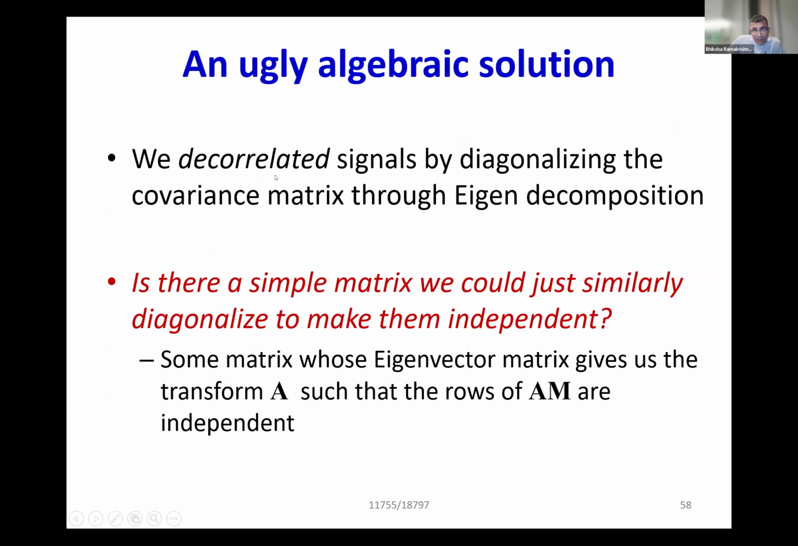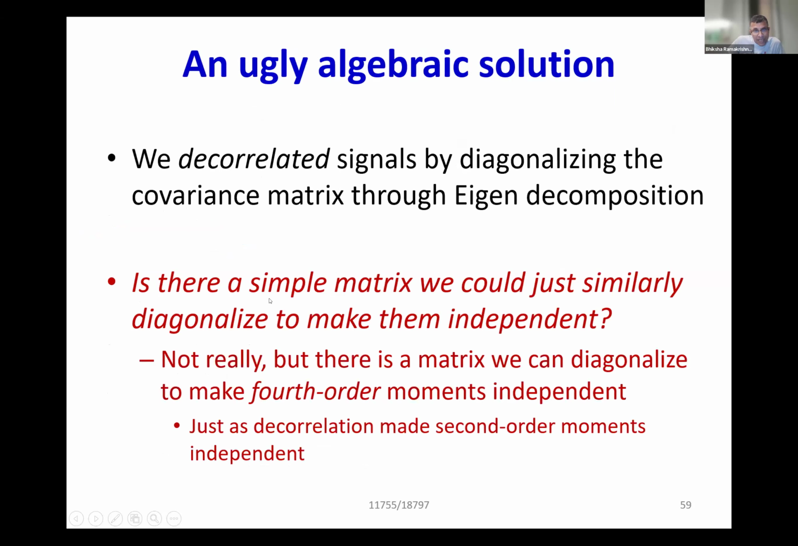Here is where we are again. You decorrelated the signals by diagonalizing the covariance matrix. We want a simple matrix that we could obtain through some diagonalization, that could now be applied on the data to make the components independent. It just turns out that there's no such simple matrix. There's no simple way of finding a rotation that will make the components independent. It's too complicated. But then we can try to make it somewhat independent.